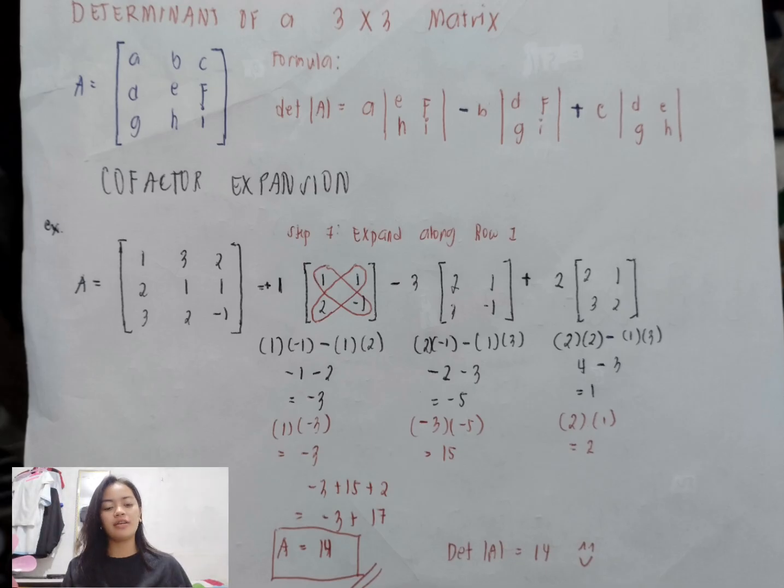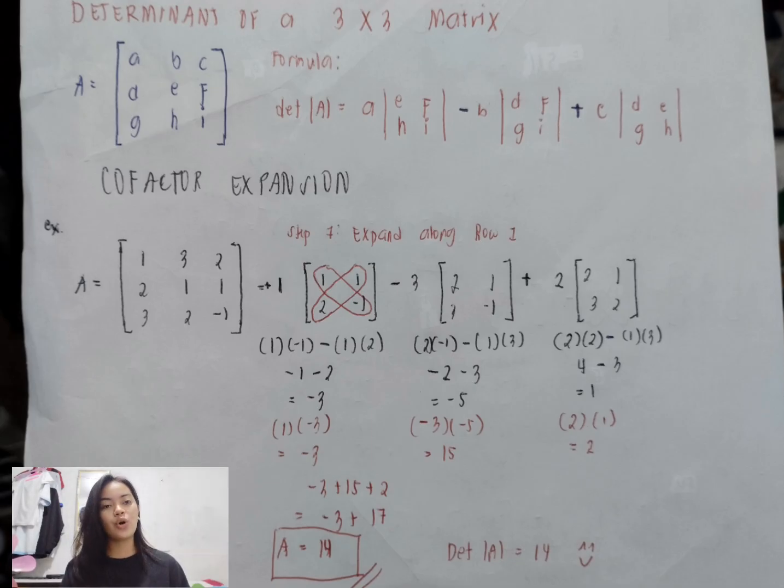In solving the determinant of a 3 by 3 matrix, we have Sarrus' rule and cofactor expansion. But we will just use the cofactor expansion since it is more applicable in higher matrices. Attached here is the formula for the 3 by 3 matrix: A(EI minus FH) minus B(DI minus FG) plus C(DH minus EG). Always remember to apply the signs in this formula: plus, minus, plus. The 3 by 3 matrix looks like this, with 3 rows and 3 columns.